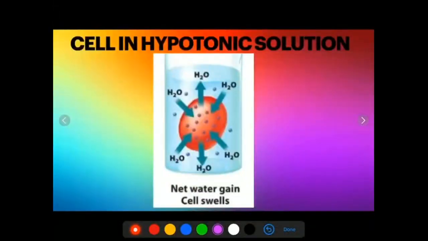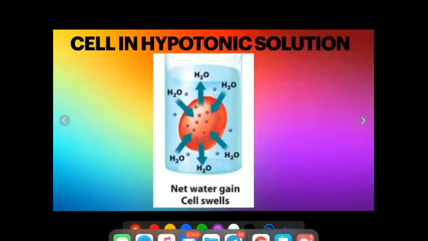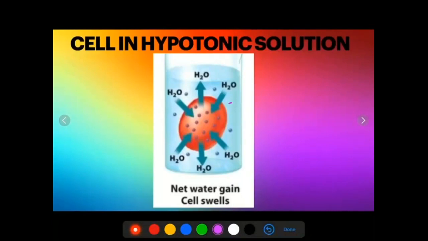Now if you place the cell in hypotonic solution, hypotonic solution means the water concentration outside is higher than inside the cell, so the movement of water molecules is into the cell because the cell is absorbing water. So when we say a cell is placed in hypotonic solution, it is going to absorb water by a process we call endosmosis. Now when the cell has a lot of water, what will happen to the cell?